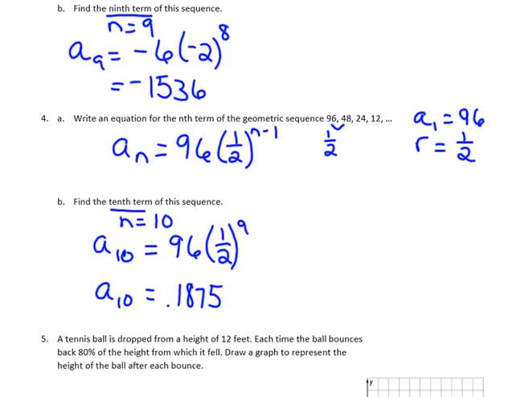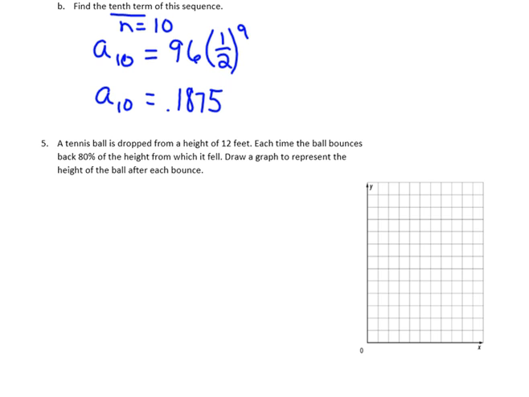Okay. A tennis ball is dropped from a height of 12 feet. Each time the ball bounces back 80% of the height from which it fell. Draw a graph to represent the height of the ball after each bounce. Well, again, I need to know a couple of things because I need to write some problems out here. So A1 is my initial height, 12 feet.